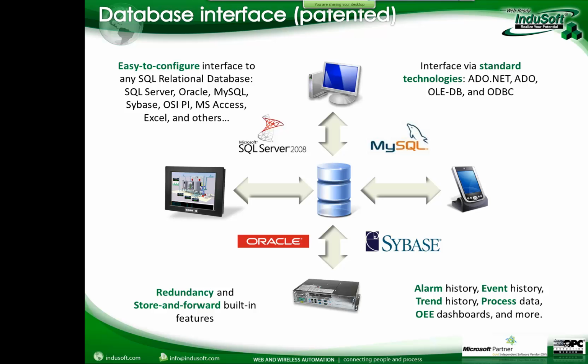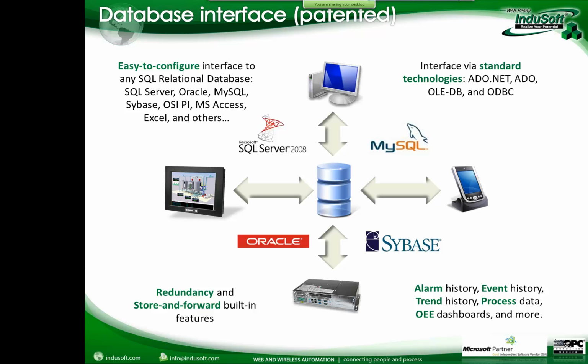It's interesting to know that we have built-in redundancy in the product that can be either a full redundancy, where we're always saving on both databases and keeping them synchronized, or store and forward, where we save on a primary database. If it goes down, then we save only the changes on the secondary. When the primary comes back up, we synchronize it and then keep saving only on the primary database.